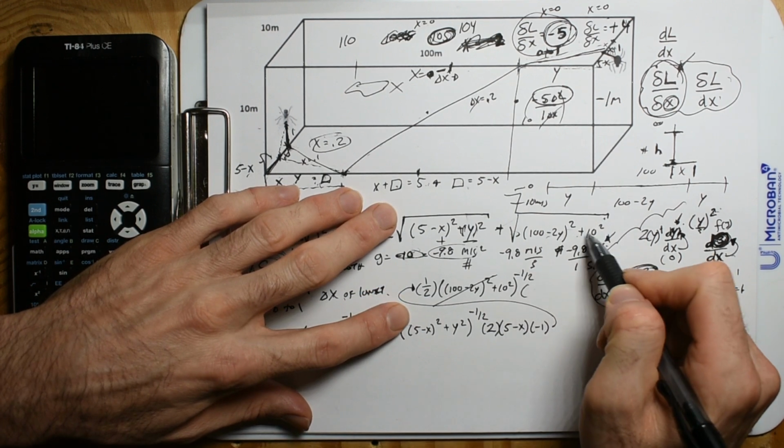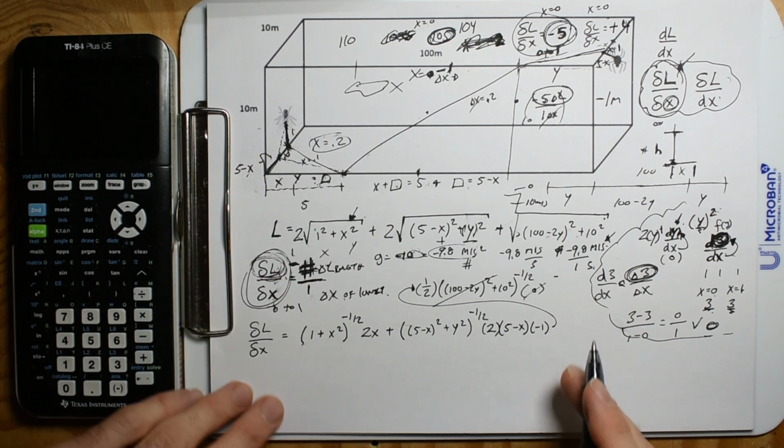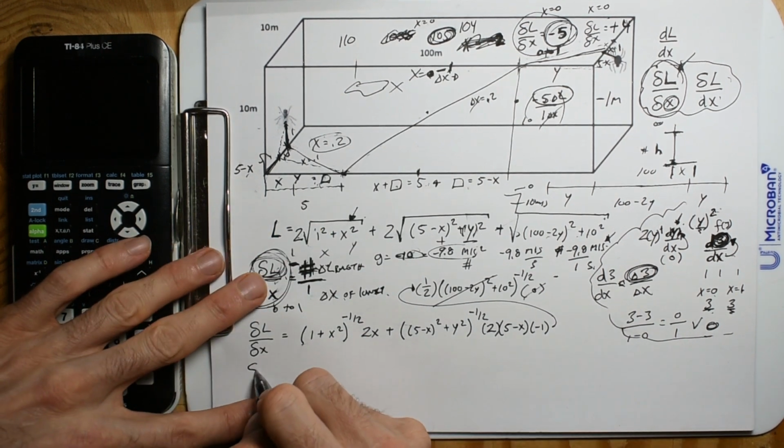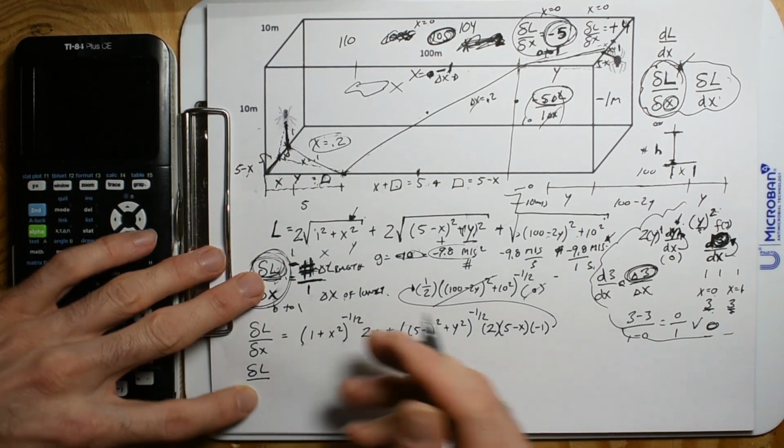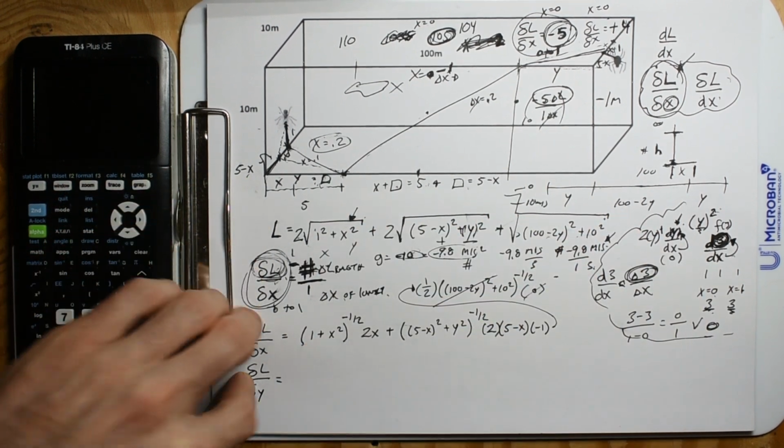Because the derivative of the inside is a constant. And so that's where that becomes 0. So sweet, we have that one. So now let's move on to the partial derivative of this length equation with respect to y.